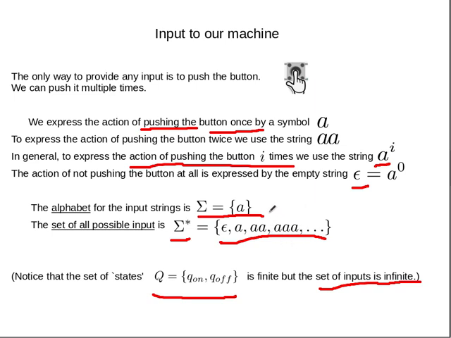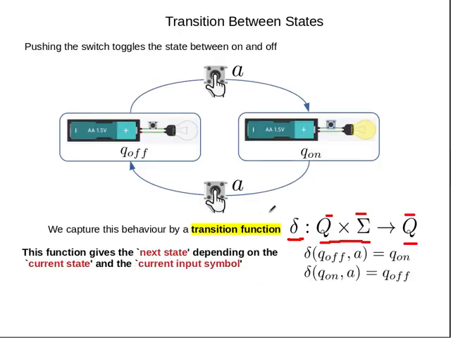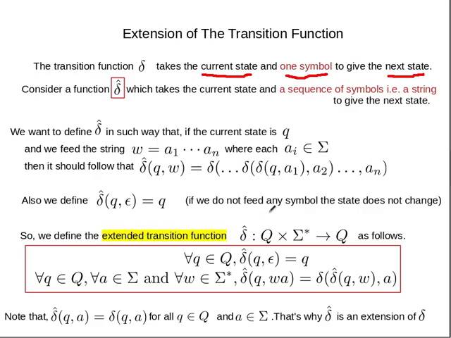So this is what we want to know, that if we start with some current state, okay, and then we apply a sequence of symbols. So a sequence of symbols is what? A string. It's a finite sequence, so it's a string. So then what will be the next state? That is what we are interested in, and that we can encode as a function delta hat.